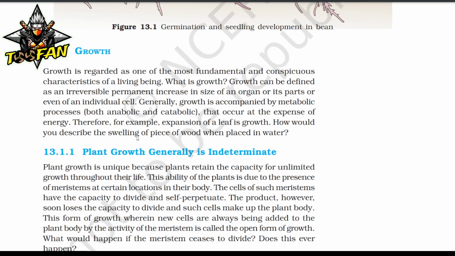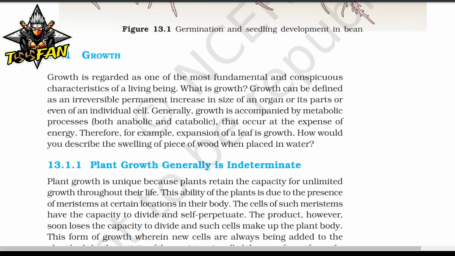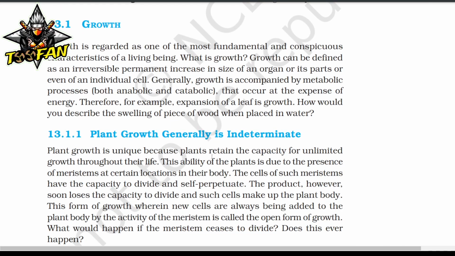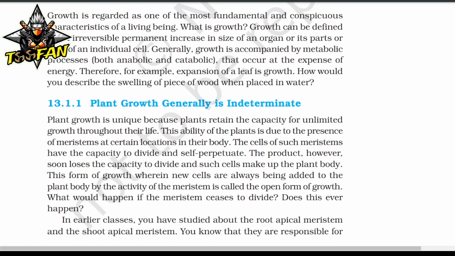Now, plant growth generally is indeterminate. Plant growth is unique because plants retain the capacity for unlimited growth throughout their life. This ability of the plant is due to the presence of meristems at certain locations in their body. The cells of such meristems have the capacity to divide and perpetuate. The product, however, soon loses the capacity to divide, and such cells make up the plant body. This form of growth, wherein new cells are always being added to the plant body by the activity of meristem, is called open form of growth.